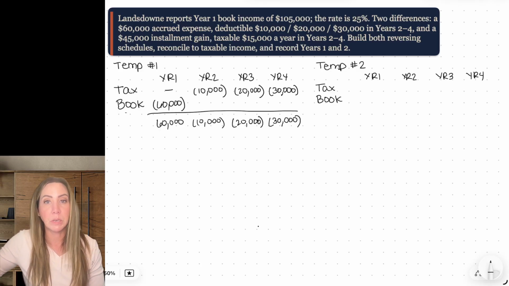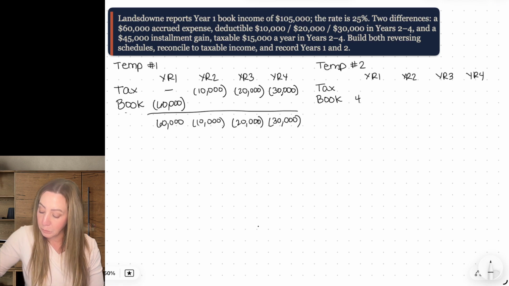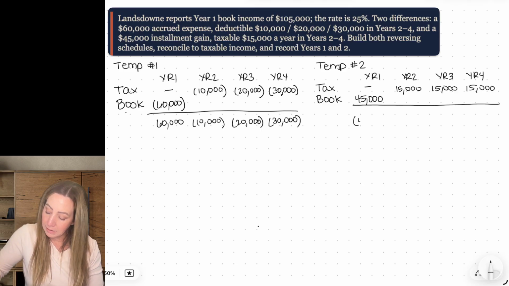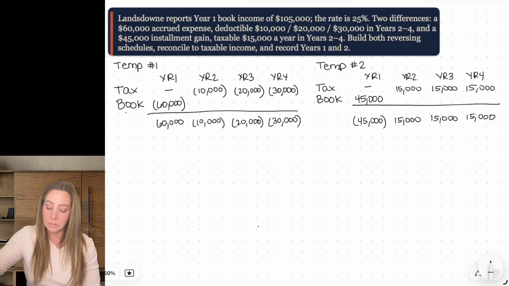Now, reversing schedule for temporary difference number 2. We've got an installment gain of $45,000, which means for book purposes, we have recognized income of $45,000. However, we haven't yet collected that cash, so it is not taxable. It's going to be taxable in future years when we collect it evenly, $15,000 each year. So that is our reversing schedule, and our difference row is going to show a negative 45,000 because 0 minus 45,000 gives us a negative number, and then 15,000 positive for each of the future years. So notice that in these reversing schedules, the difference line should sum to 0. That's how you can check that you've done it correctly.